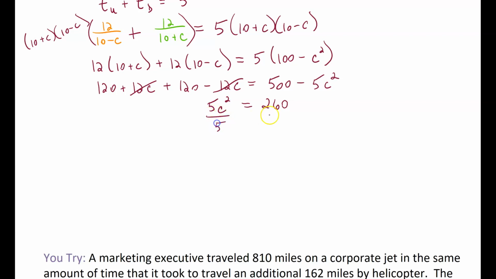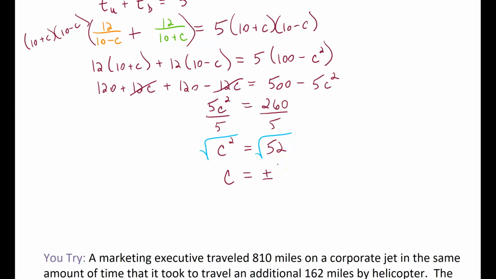Divide both sides by 5. That gives us c squared is equal to, what'd you guys get? 52. Take the square root of both sides. All right, which means we're going to end up getting c is equal to plus or minus.